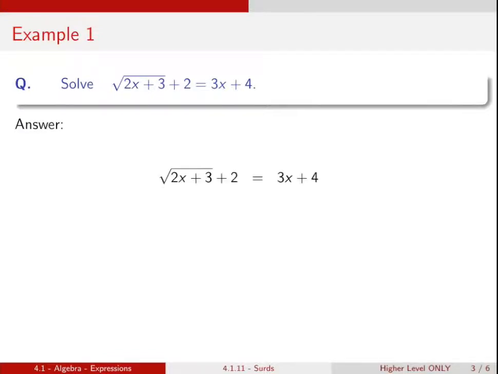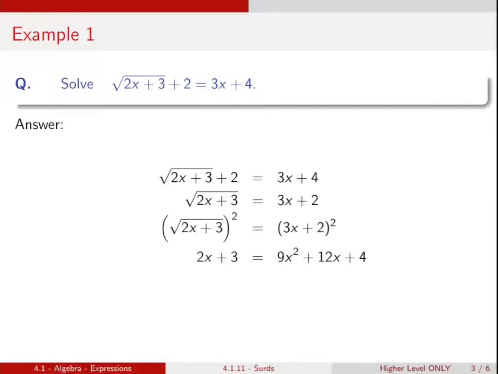So what we want to do first is bring anything that's not a surd to the right, because when we square it'll get very messy otherwise. So let's subtract a 2 from both sides, and I get the root of 2x plus 3 equals 3x plus 2. Now we want to get rid of the surd, so let's square both sides.